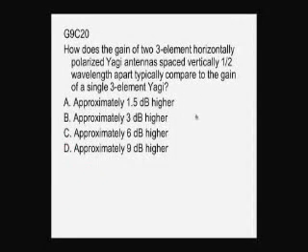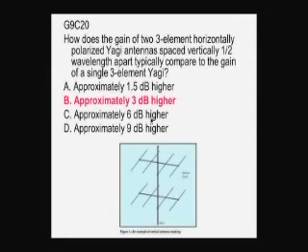How does the gain of two 3-element horizontally polarized Yagi antennas spaced vertically 1/2 wavelength apart typically compare to the gain of a single 3-element Yagi? Okay, so we're talking about the same kind of antenna here, 2 of them instead of 1. It doubles the gain, and doubling the gain is about 3 dB higher. Remember, doubling power is 3 dB. And here you see the two horizontally stacked antennas, and that doubles the power, or doubles the gain.